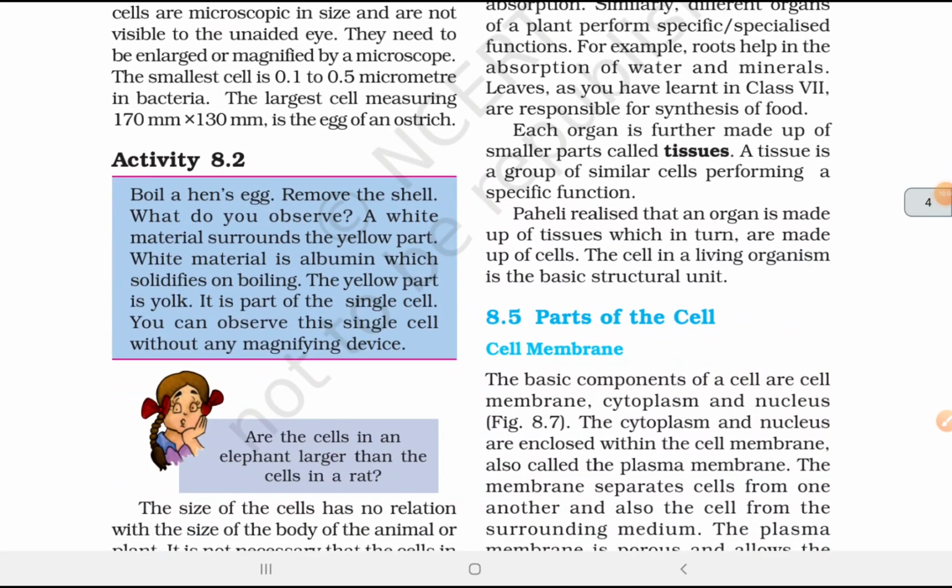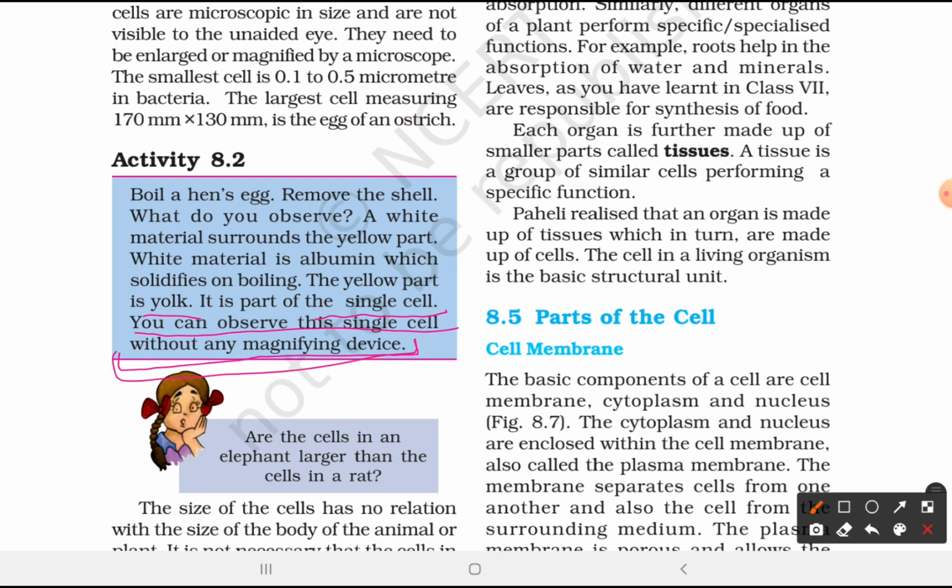Activity 8.2. Boil a hen's egg and remove the shell. What do you observe? A white material surrounds the yellow part. The white material is albumin, which solidifies on boiling, and the yellow part is the yolk. It is part of a single cell. You can observe the single cell without any magnifying device.